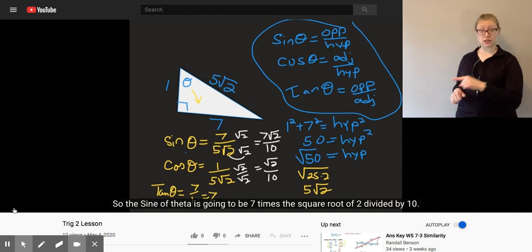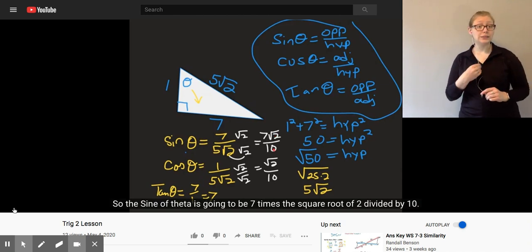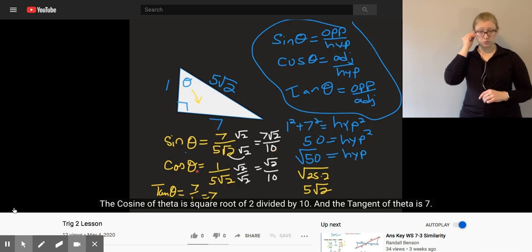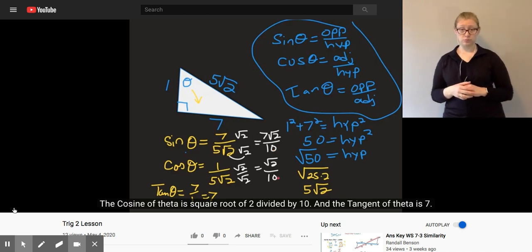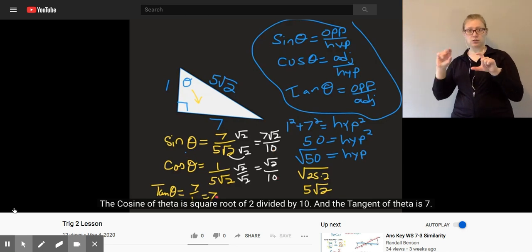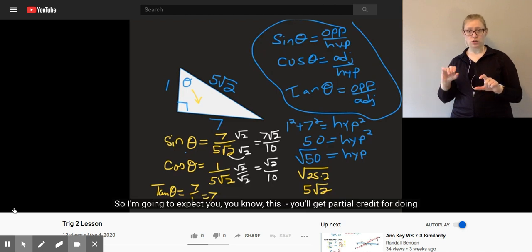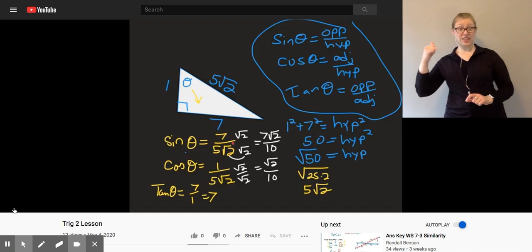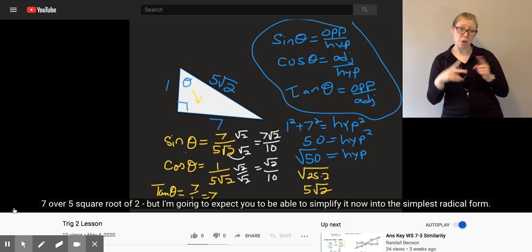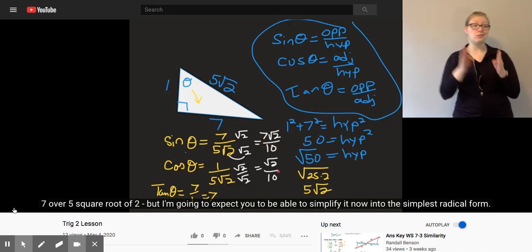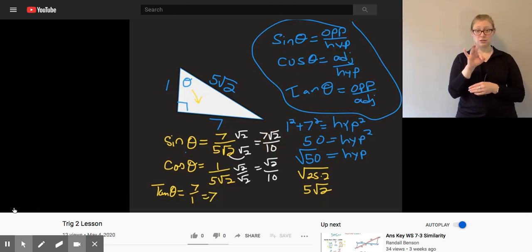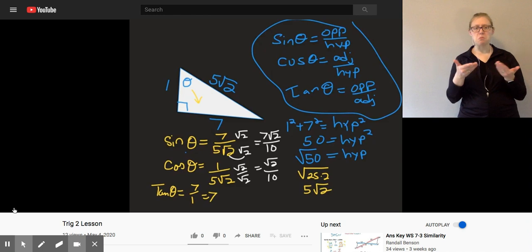So the sine of theta is going to be 7 times the square root of 2 divided by 10. The cosine of theta is square root of 2 divided by 10. And the tangent of theta is 7. So I'm going to expect you'll get partial credit for doing 7 over 5 square root of 2, but I'm going to expect you to be able to simplify it now into the simplest radical form. So let's do a different example.